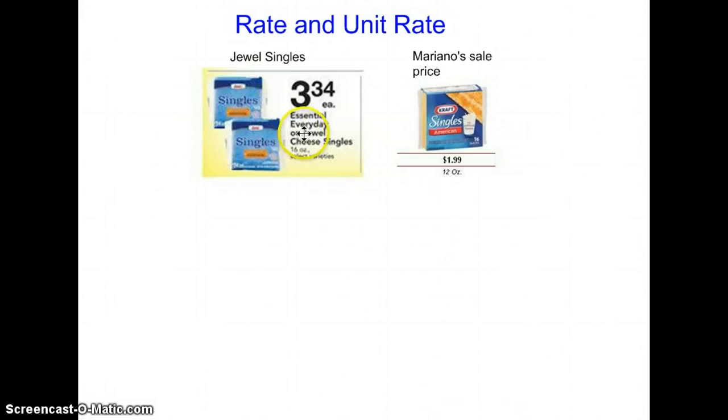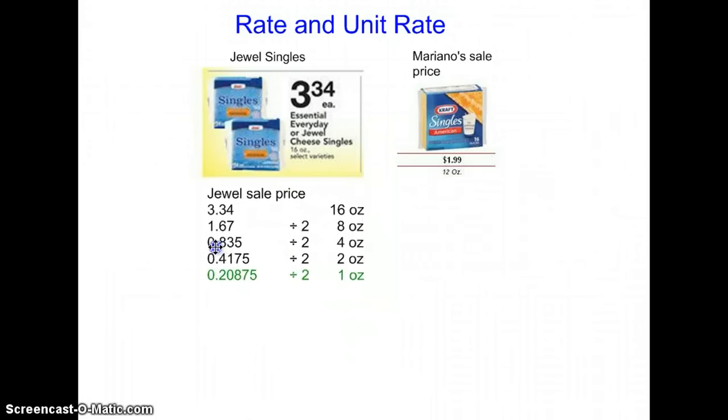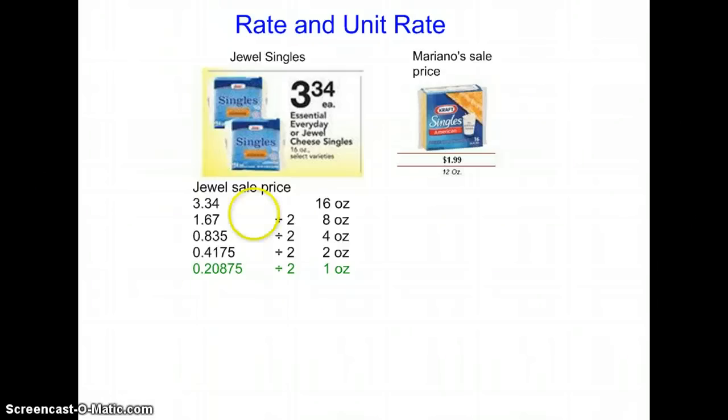We're breaking this down to the unit rate to figure out how much per ounce the Jewel cheese is, how much per ounce the Mariano's cheese is, and then making the comparison to figure out which one is the better buy. So the first method I'm going to show you is something called the table method. Simply, all you're doing here is breaking the price down, breaking the ounces down, until you get to a unit of 1. So Jewel starts out with $3.34 for 16 ounces.